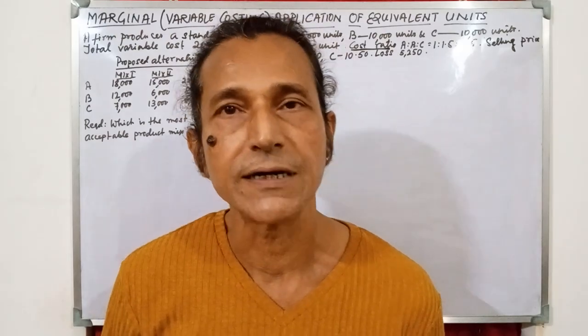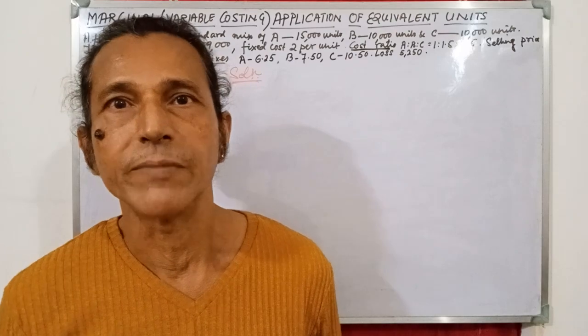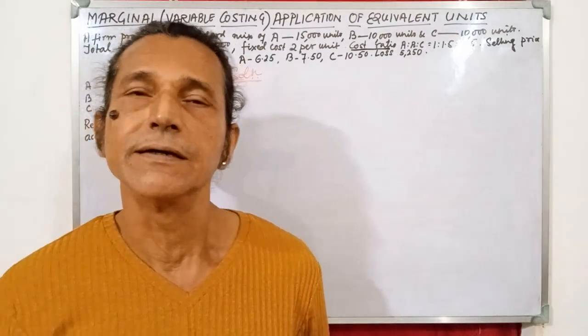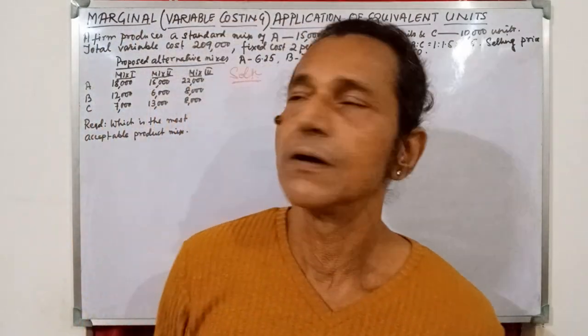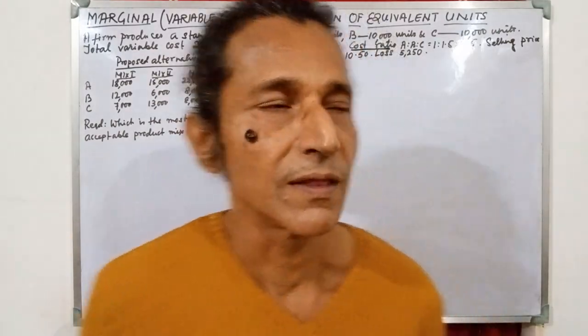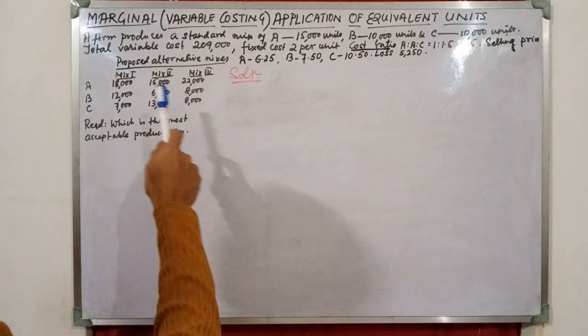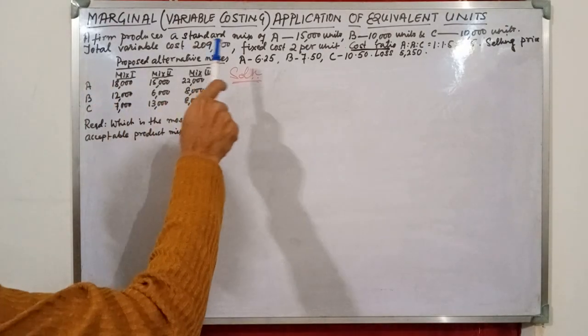In this episode, I shall discuss how equivalent units can be applied in marginal costing in decision-making situations. Here I will solve one numerical problem which is given on the whiteboard. Please look at the whiteboard. The problem goes like this.